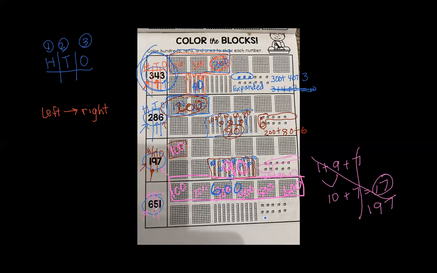Then I look to my tens place. There are 5 tens. 1, 2, 3, 4, 5. So I have 5 tens. Let's count by tens to see the value. 10, 20, 30, 40, 50. So the value of my tens place is 50. Plus the value of the ones place. There's 1. So I'm going to write 600 plus 50 plus 1, 600 plus 50 plus 1.